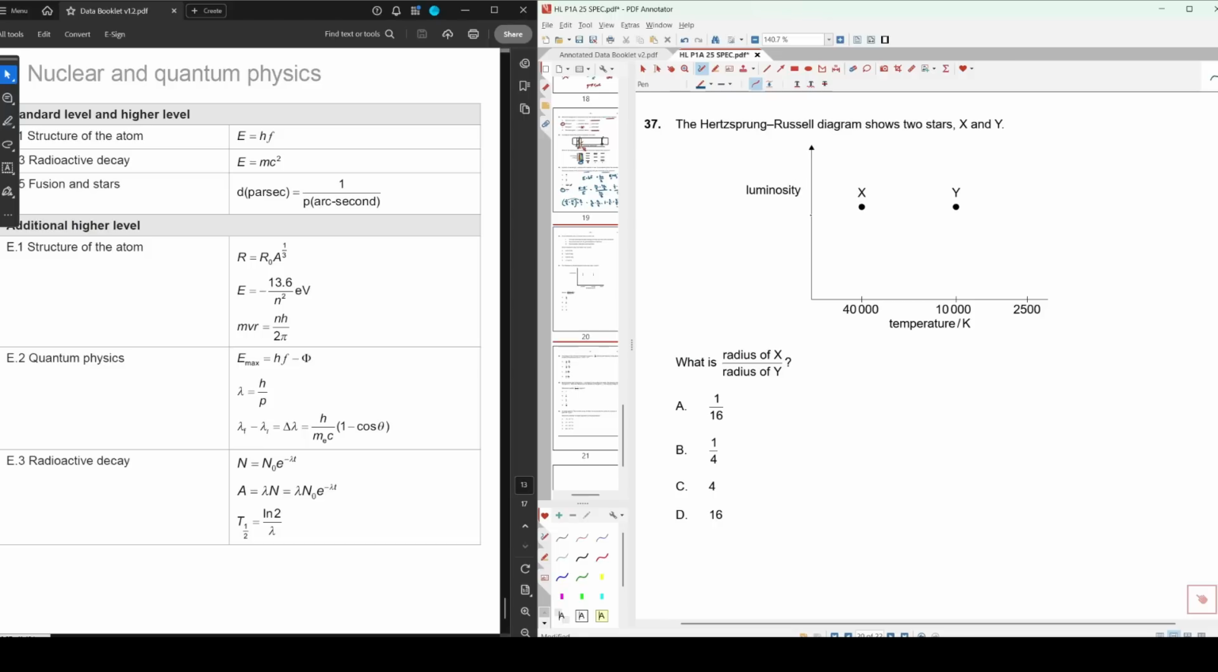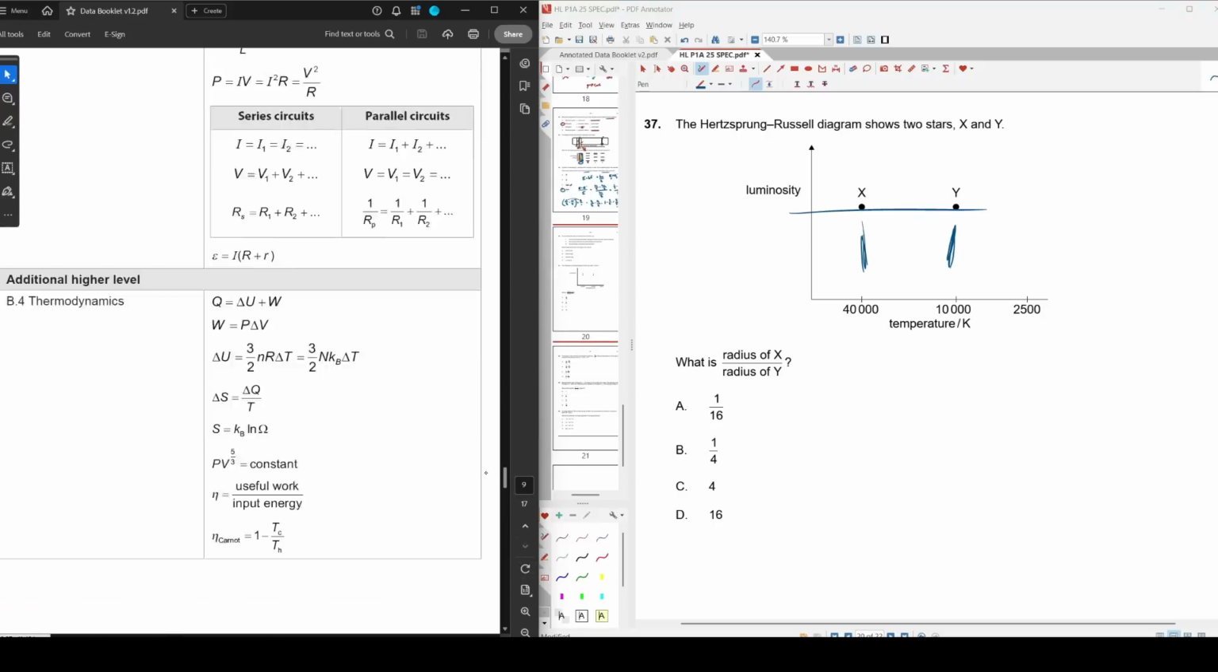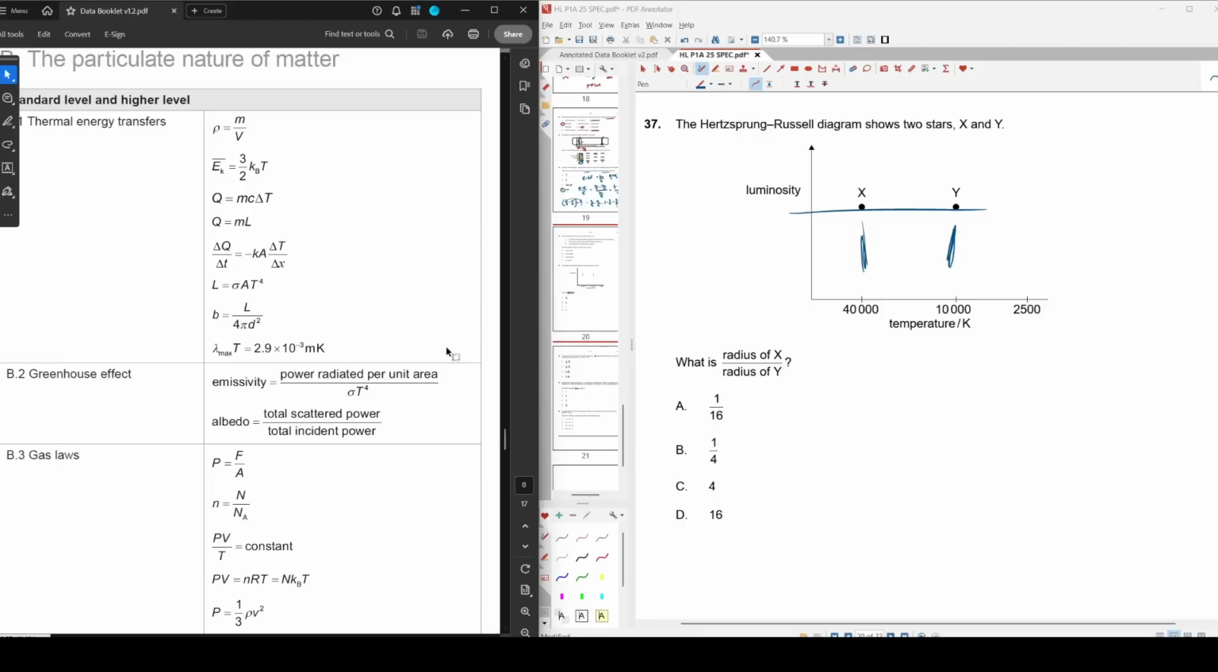HR diagram. 2 stars, X and Y. What's radius of X over radius of Y? They're 2 different temperatures. Okay, so they're 2 different temperatures. They're at the same luminosity. So I'm thinking it's gonna be this guy. So I want to know, okay, radius ratio.